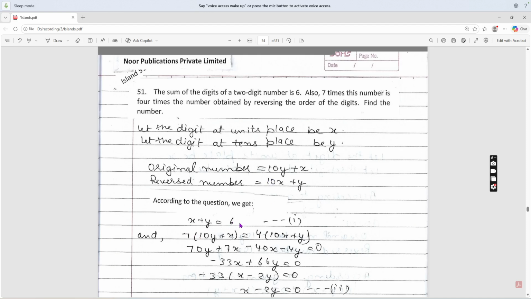So here x plus y is equal to 6, because here it is clearly mentioned the sum of the digits. What are the digits? x and y. x plus y is equal to 6. Now see the next condition. 7 times this number means 7 times the original number. What is the original number?